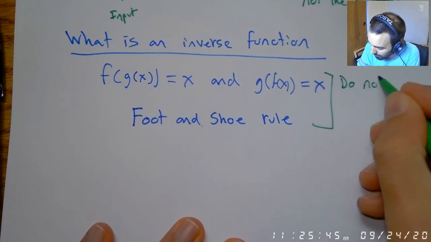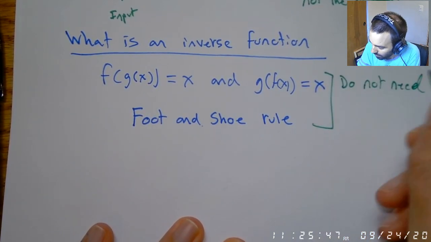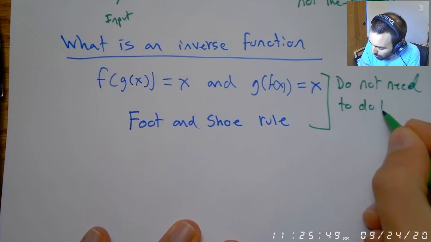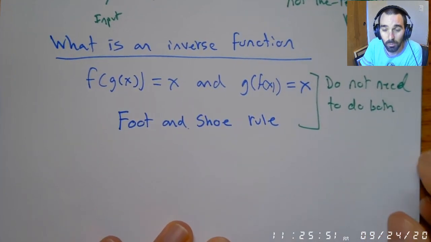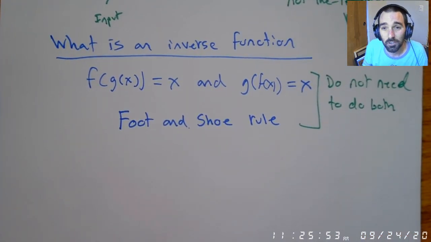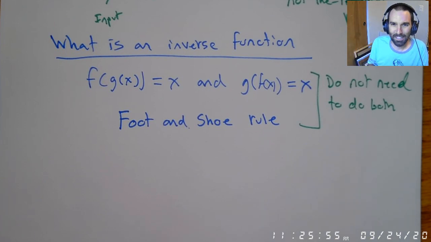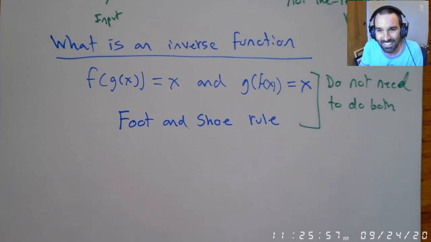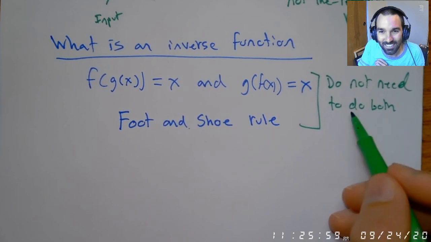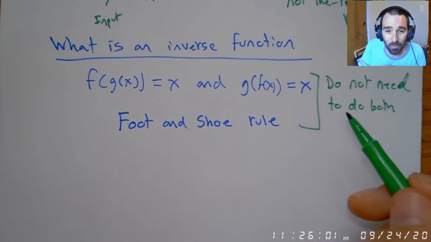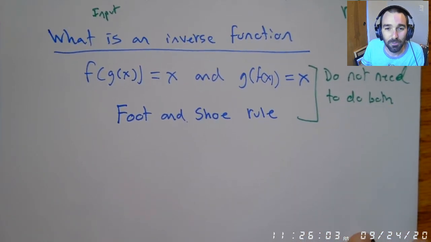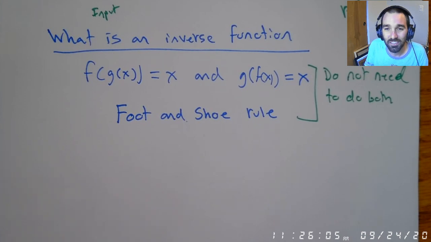Do not need to do both. Okay, so what that just means is do the one that's easiest, right? Because who am I going to be doing all this hard work for? So you do not need to do both, but it's going to be true for both. It's the foot and shoe rule. That is, if they're inverse functions, you should be left with your foot if you do both of them at the same time.